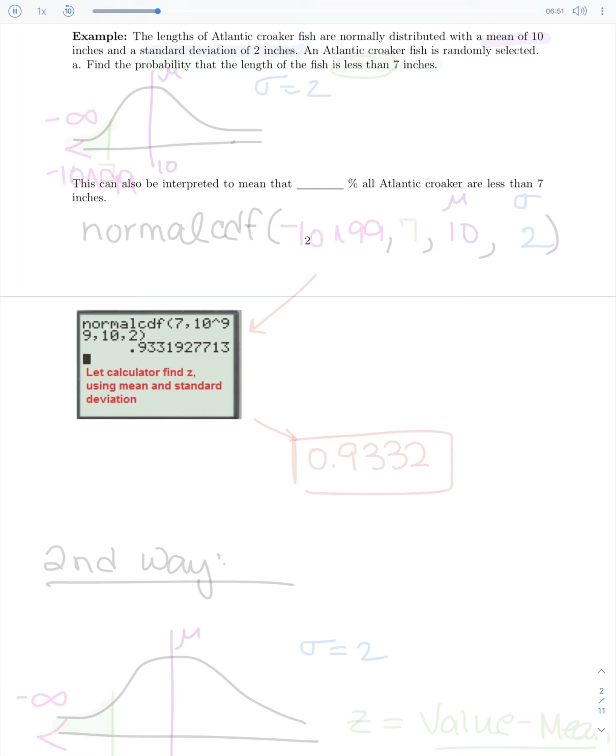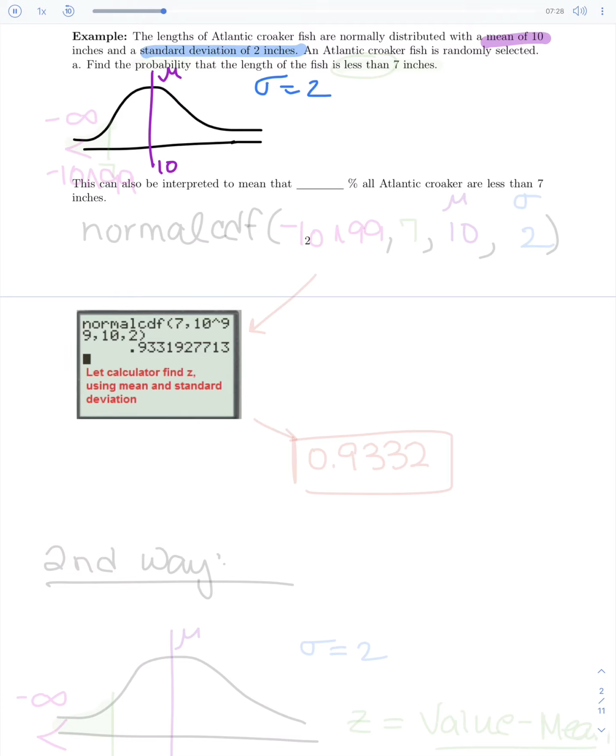On this next one, we've got a normal distribution because it says that the lengths of Atlantic croaker fish are normally distributed. So that means we can go ahead and draw our normal curve. And they say that our mean is 10, so I'm going to draw that in our middle. Our mean is 10. And let's see, what else did they tell us? They told us that our standard deviation is also 2 inches.